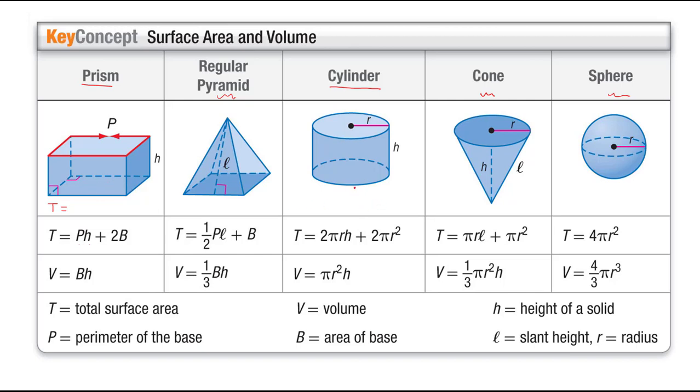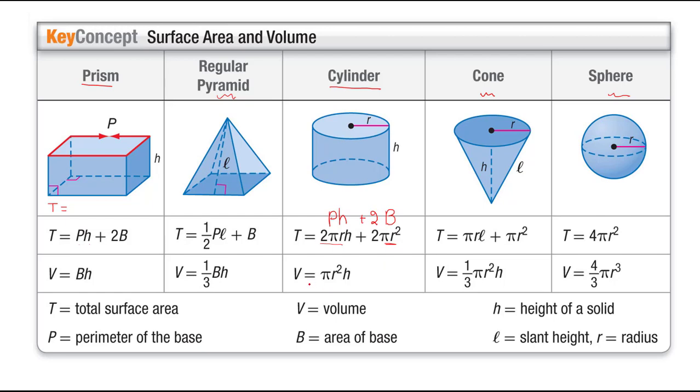Now, this is similar, but it is a cylinder. It has circles instead of straight lines. So the perimeter of the base is called the circumference here, and it is equal to 2 pi r, multiplied by h, plus twice the area of the base, which is pi r squared. You just learn it like this. It's easier to learn, okay? So it's 2 pi rh plus 2 pi r squared.